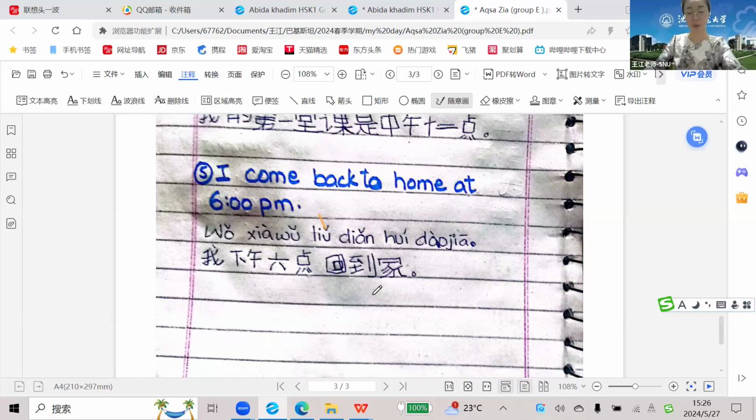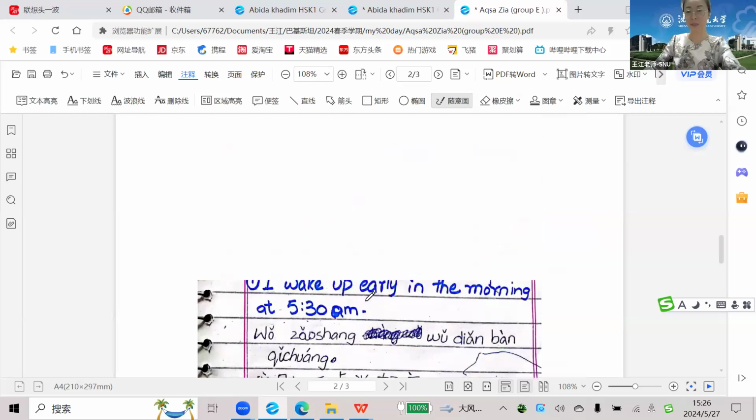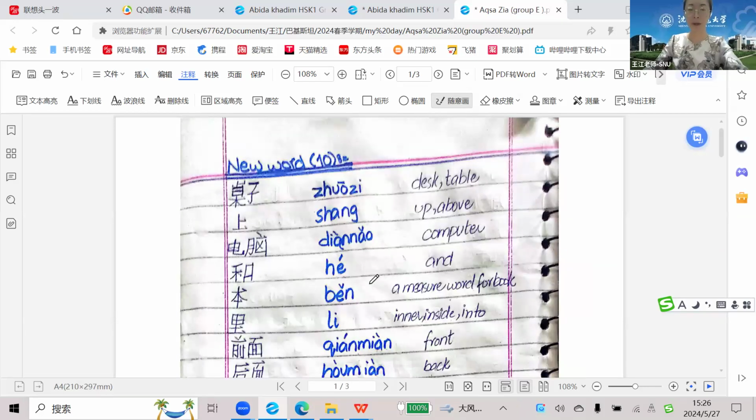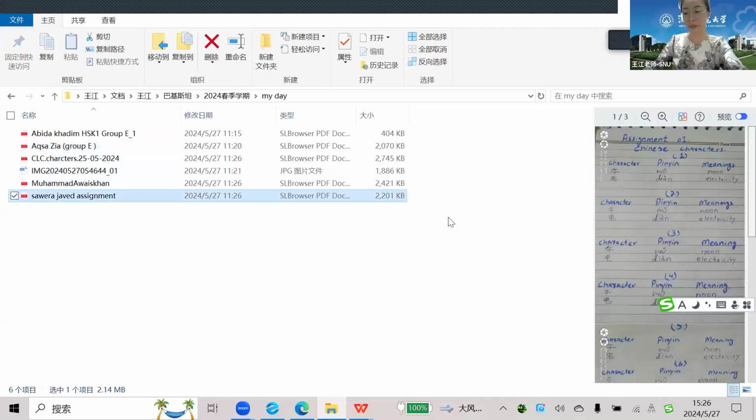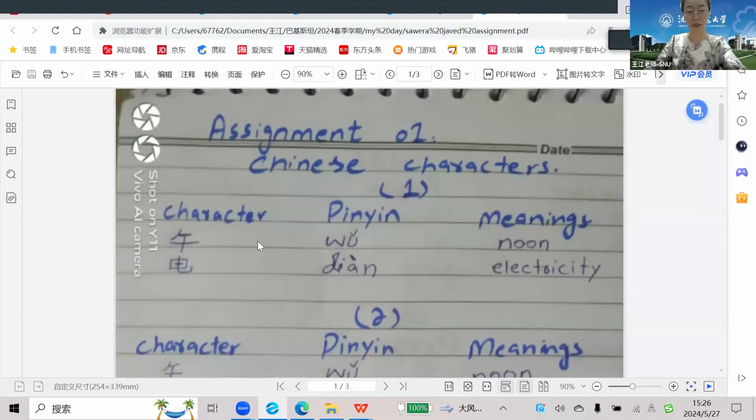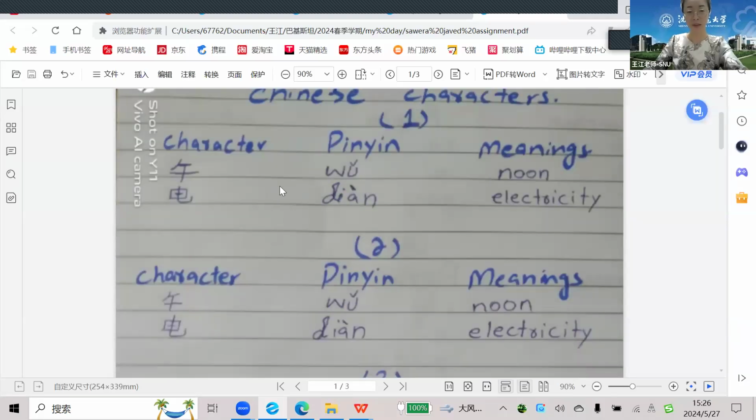我下午6点回到家。家, there is a dot. You missed a dot here. But the assignment is well done, although there are little mistakes. Okay, now let's see another student's assignment. Sabara Javid. Write the Chinese characters.